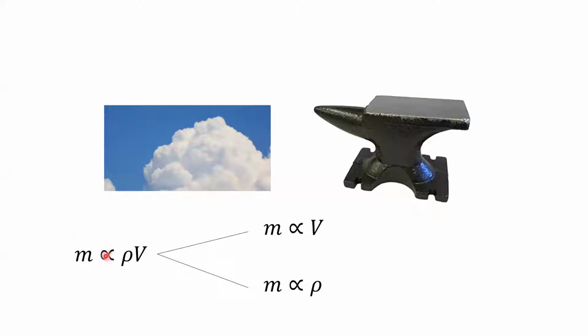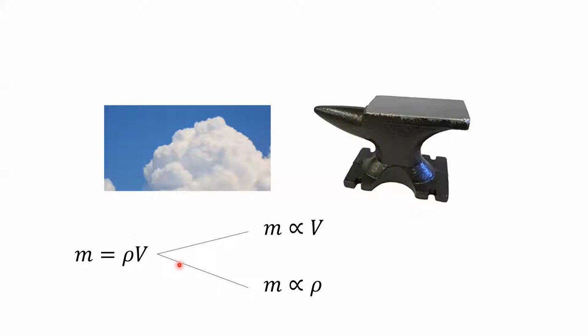And we don't actually need this constant of proportionality. We can replace it with an equal sign. And now what we've actually done is to define density, or the units of density, in terms of the units of mass and the units of volume. So let's solve this equation right here, which you should probably memorize.